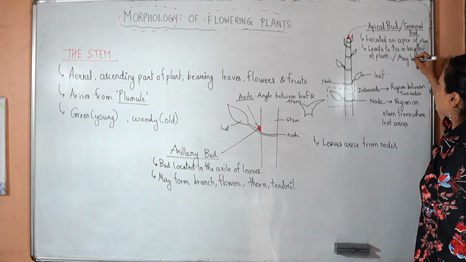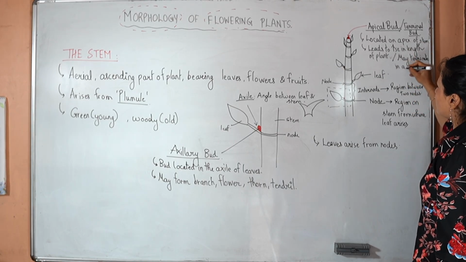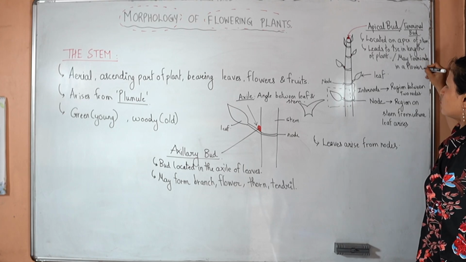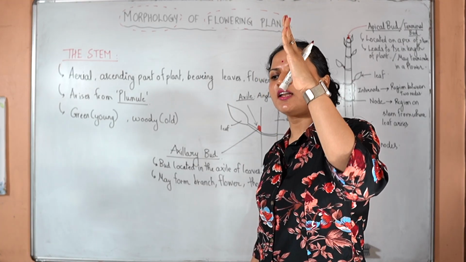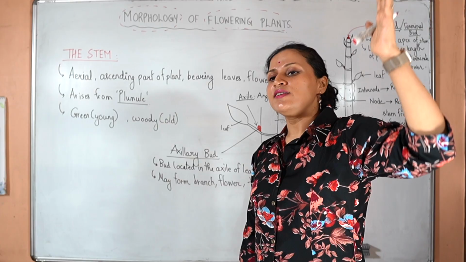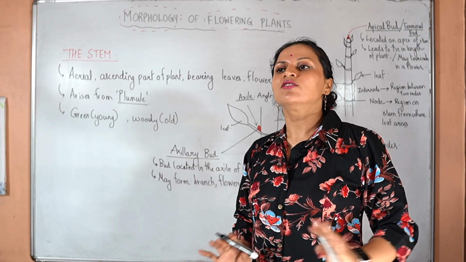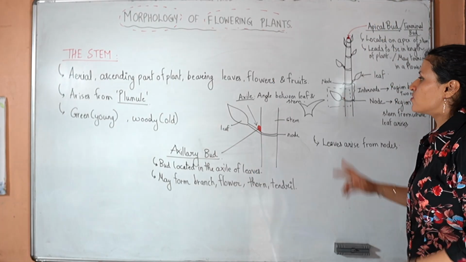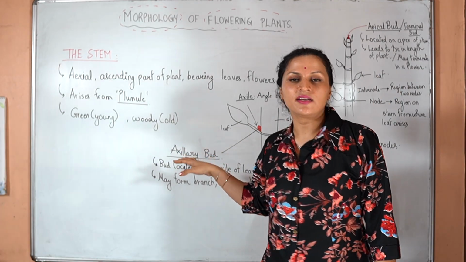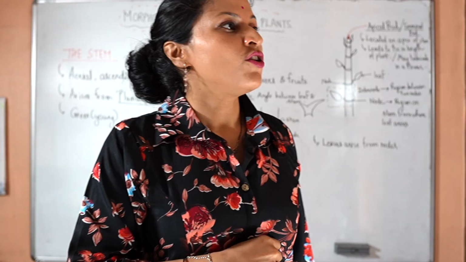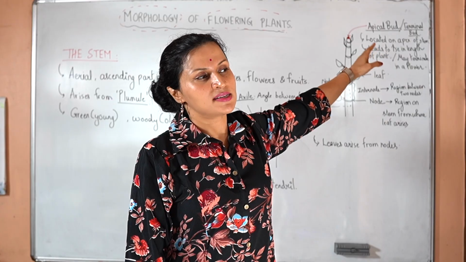Alternately, it may terminate in a flower. It can form a flower also. It can either keep on increasing the length of the plant, or it can terminate into a flower, and then the growth will stop there. So there are two types of buds on the stem: axillary bud and the apical bud. Location: present in the axil, present at the apex.